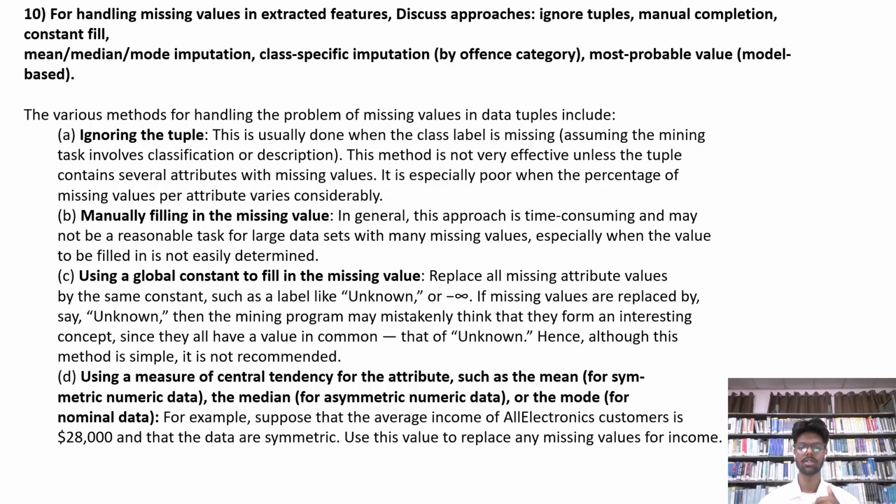C, using a global constant to fill the missing values, and fourth, using a measure of central tendency for the attribute, such as the mean for symmetrical numerical data, the median for asymmetrical numerical data, or the mode for nominal data. For example, suppose the average income of all electronics customers is $28,000 and that data is symmetric. Use this value to replace any missing value for income.